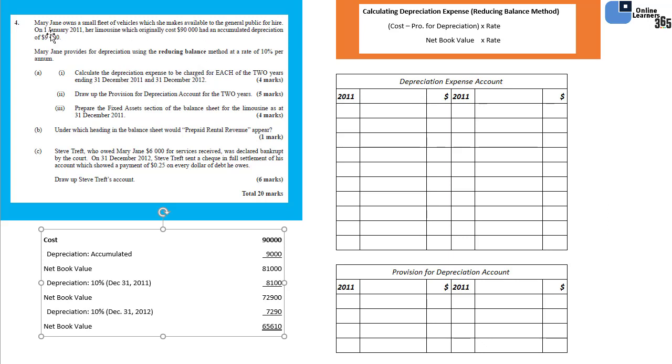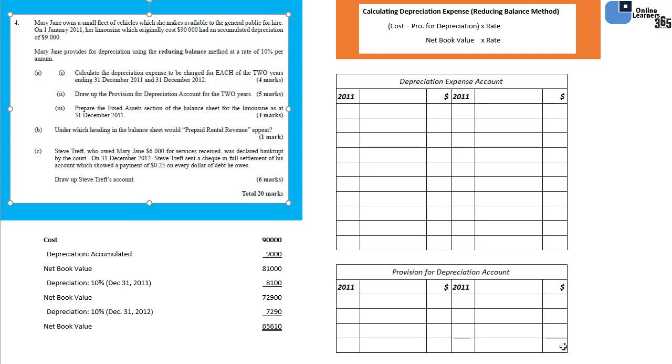Alright, the cost has been given as 90,000. The depreciation to date has been given as 9,000. Now, if we subtract these two figures, we would end up with a figure that is referred to as the net book value. Then we would multiply it by the applicable rate for depreciation, in this case 10% per annum.